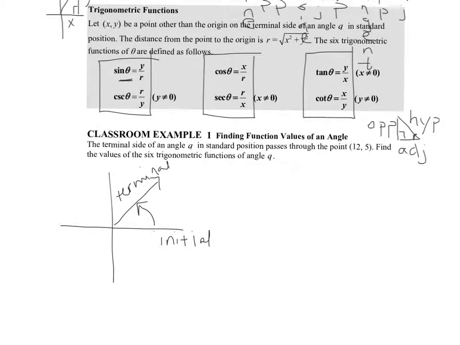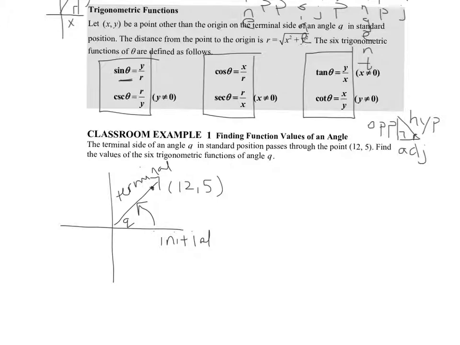Okay, so it passes through the point (12, 5). Now, I have just kind of stuck this thing up here. I haven't put a scale on it. This is not going to be to scale, so bear with me. But let's just put a point on here, and let's say this point right here is the ordered pair (12, 5). Okay? We would want to find the 6 values for angle Q, the 6 trig values.